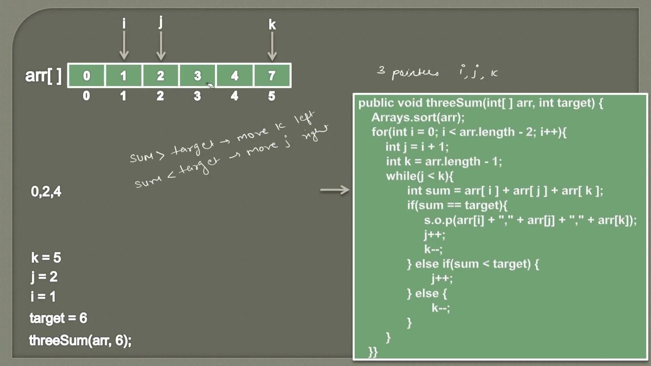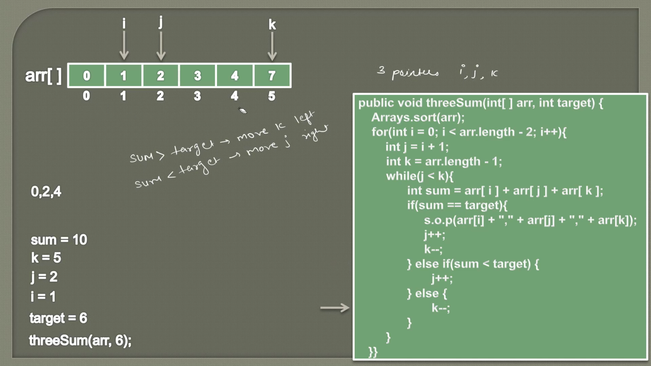We will take the sum of these three values: value at ith index, jth index and kth index. We will do their sum. So 1 plus 2 will give 3. 3 plus 7 will give 10. So sum will become 10. It is not equal to target. Sum is not less than target. So this condition also will come out to be false. Sum is greater than target.